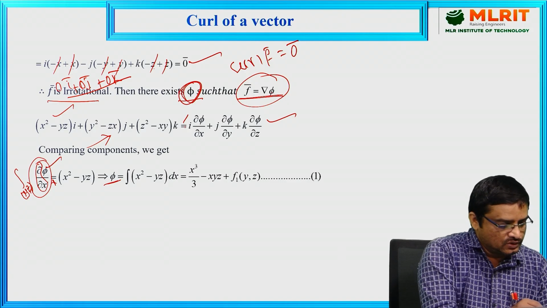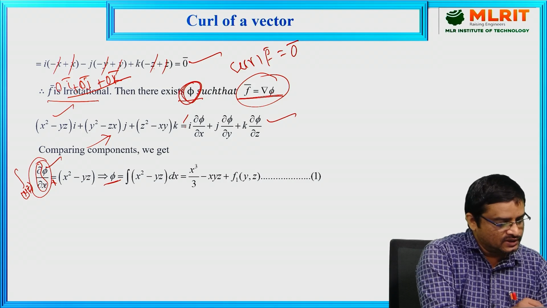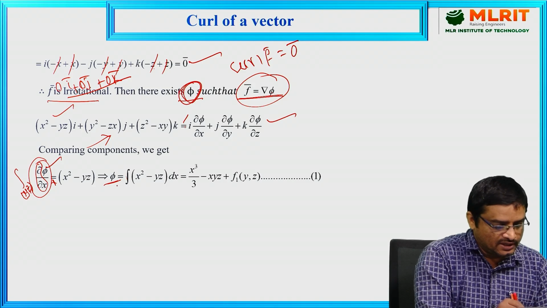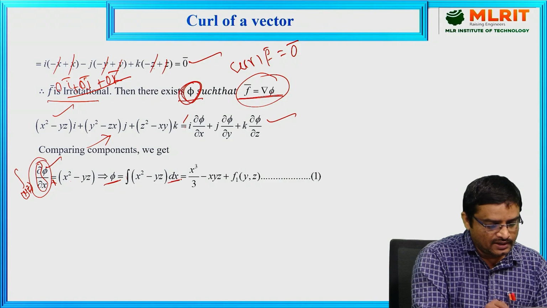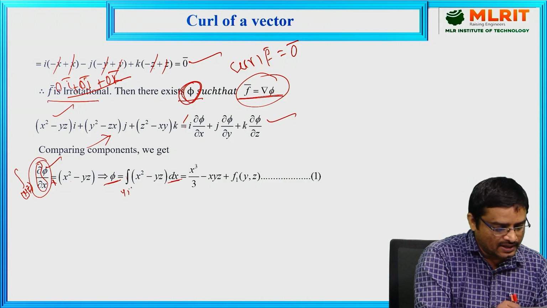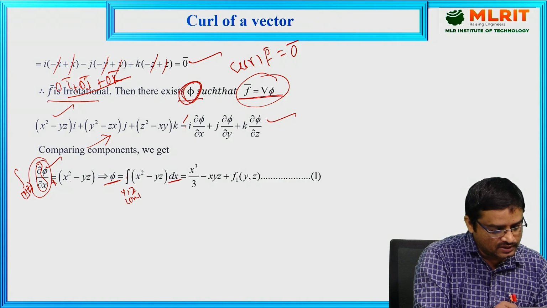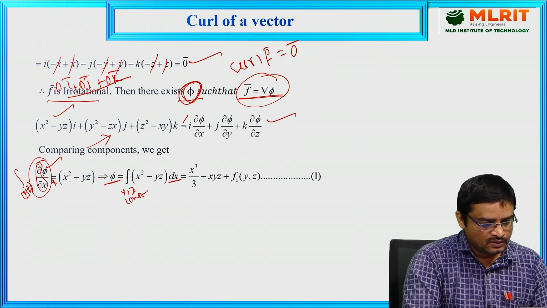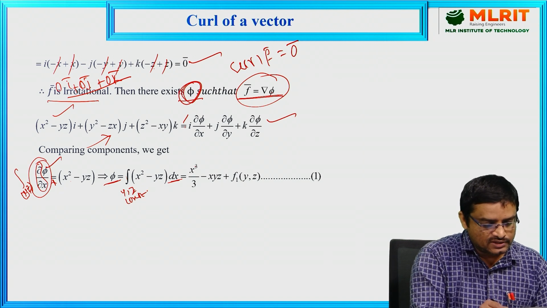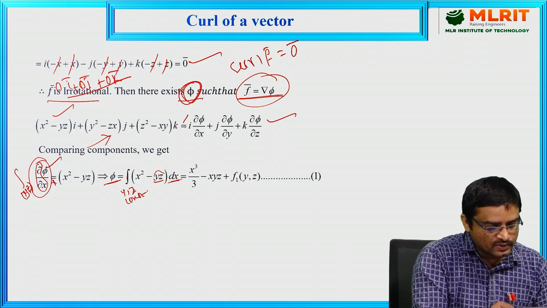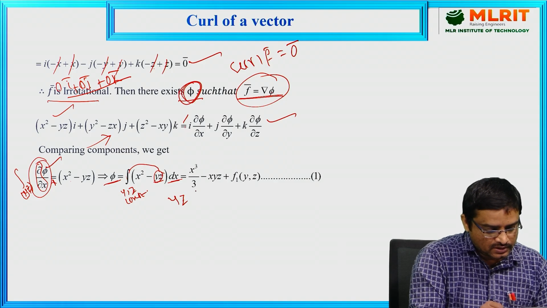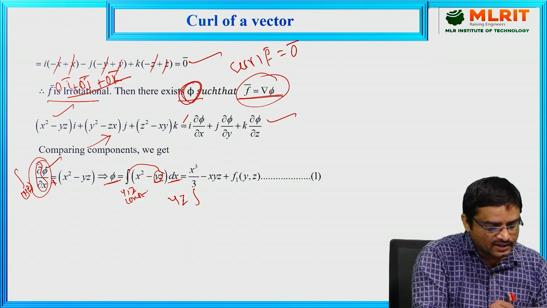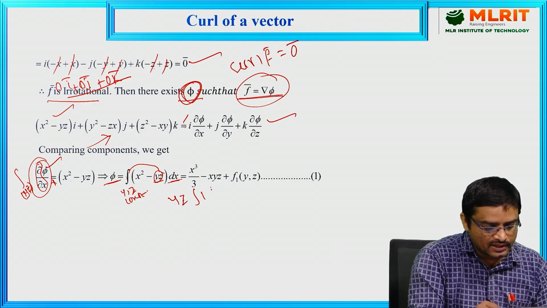Applying the partial integration with respect to x, we integrate this function x square minus yz dx. Here we consider y and z as constant because we are applying partial integration. So the integral of x square is x cubed by 3. Since y and z are constant, we can take that constant outside. You will get yz times the remaining one, which is 1 into dx.